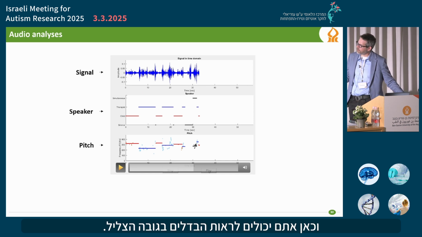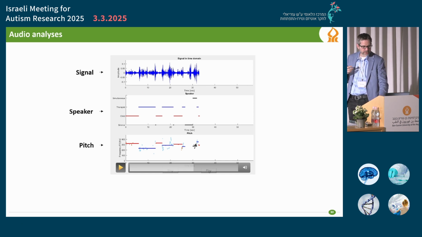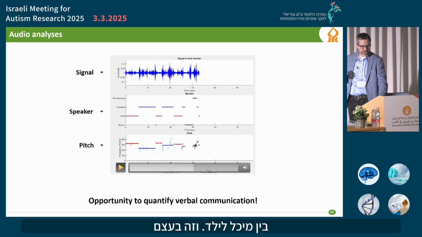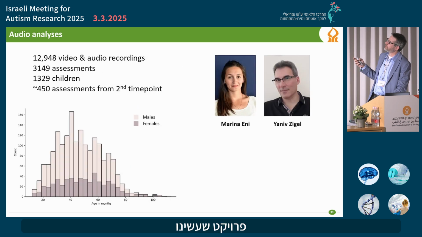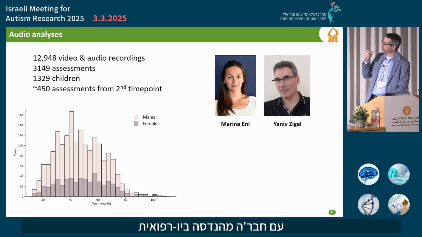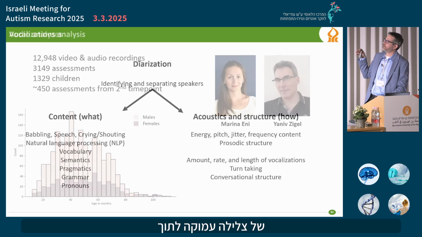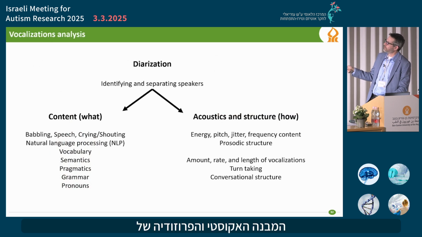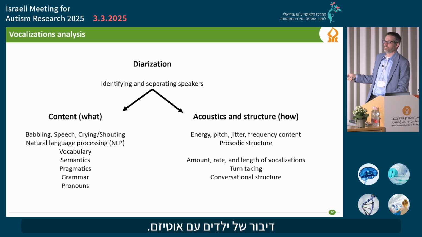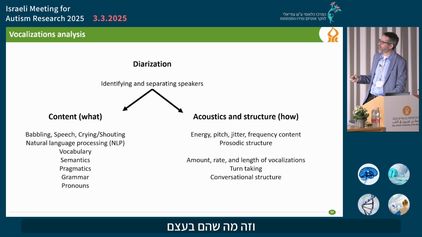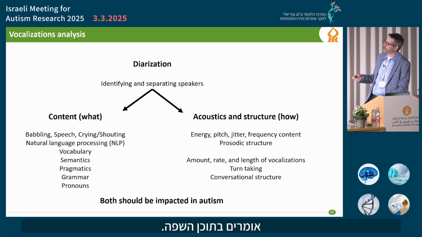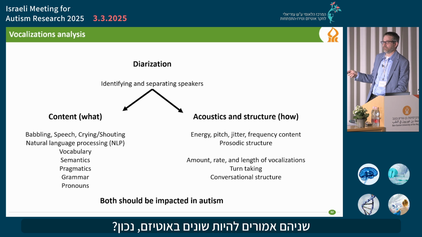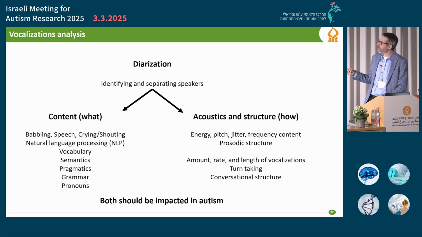And here you can see differences in pitch between Michal and the child. And this is actually a project that we've done with folks from biomedical engineering of going deeply into the acoustic structure and the prosody of speech of kids who have autism. There's a whole other project we haven't got into, which is what they're actually saying in the language content. Both of these should be different in autism, right?